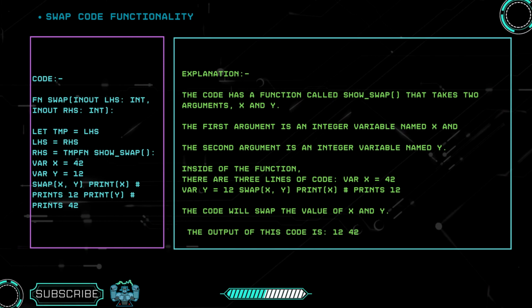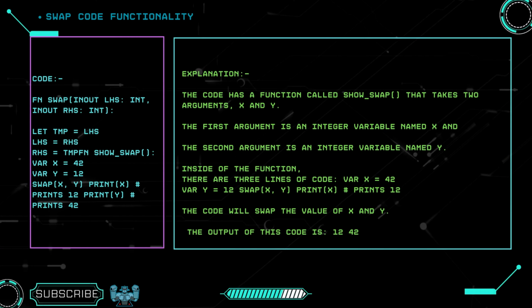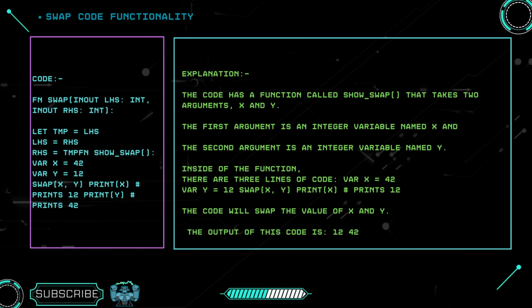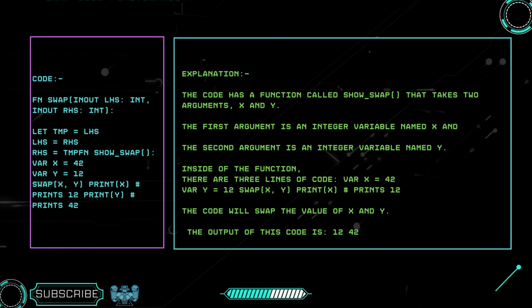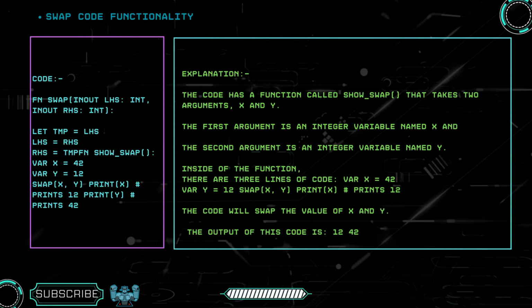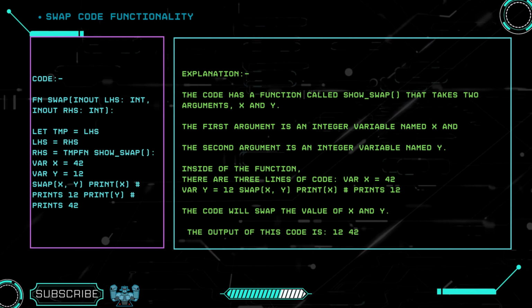Inside of the function, there are lines of code: var x equals 42, var y equals 12, swap x, y, print x, which prints 12. The code will swap the values of x and y. The output of this code is 12 42.